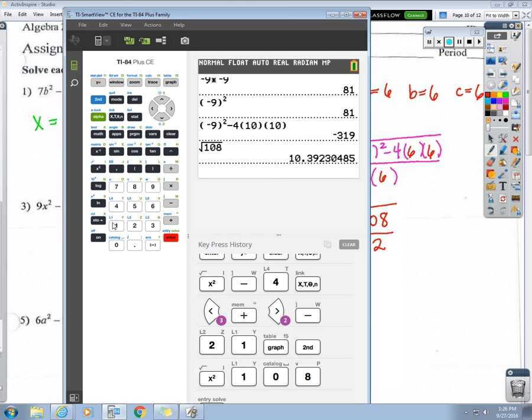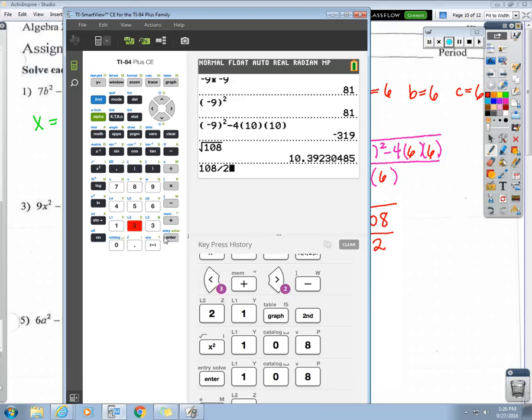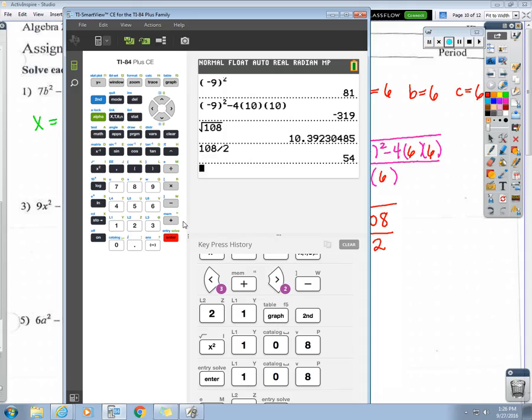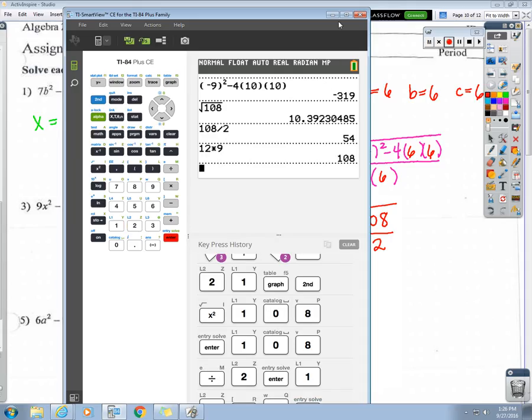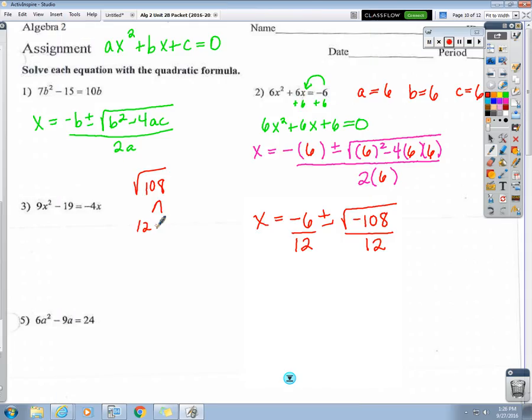If you're having trouble, you notice right away 108 is even, so you can start by dividing it by 2 if you don't know anything else. Or you can do many other options. 12 and 9 works. Okay? So 12 times 9. 12 breaks down into, 9 breaks down into, and then can we break anything else down?